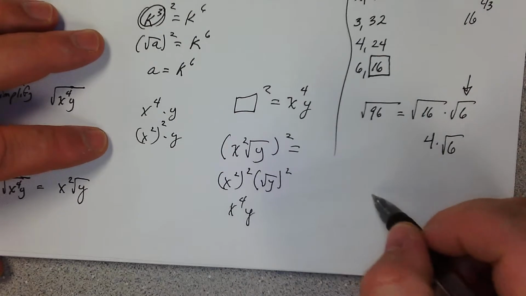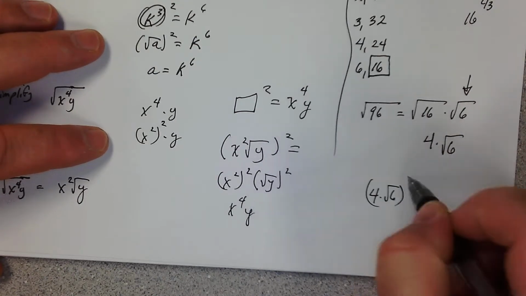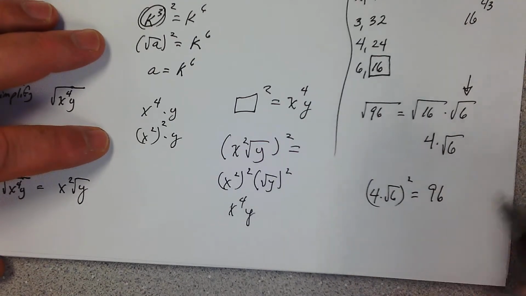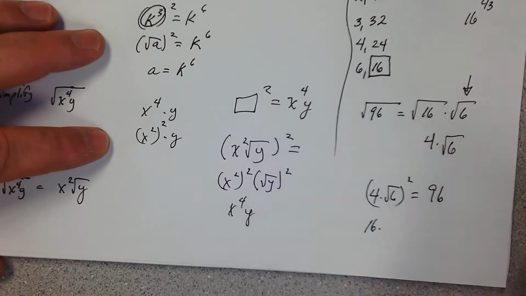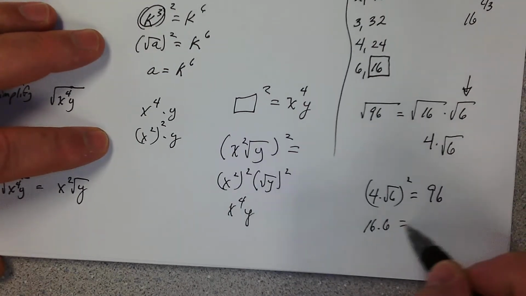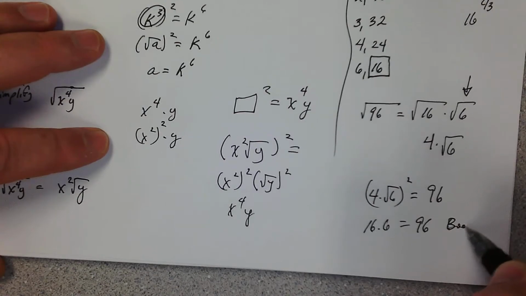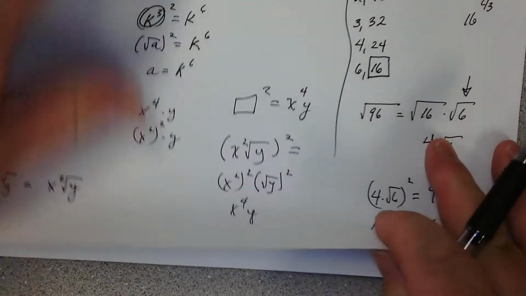Now, if we wanted to check it, we could. If this equals 96, we're good to go. So 4 squared is 16. The square root of 6 squared is 6. 96. Boom shakalaka. Man, this is like epic hotness right here. I don't even know what to do.